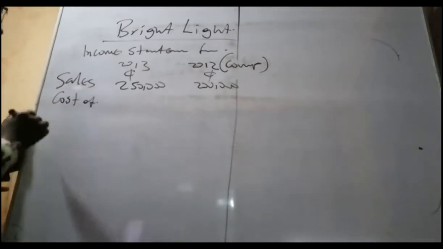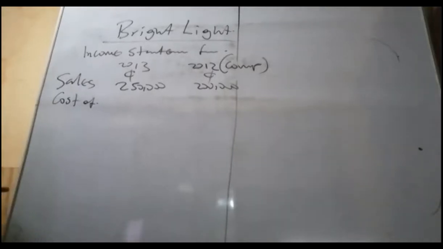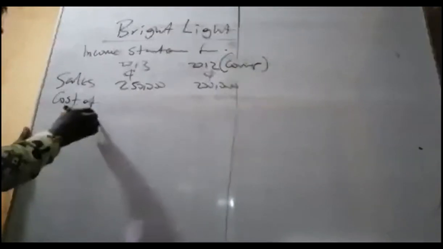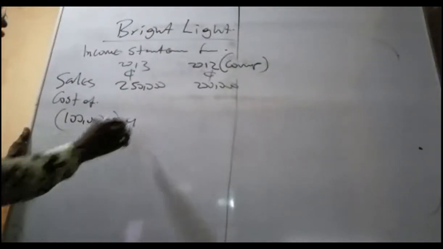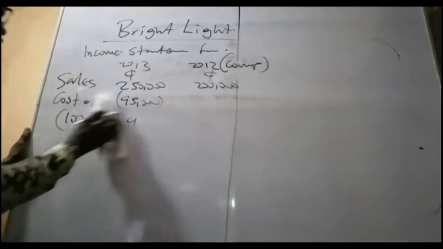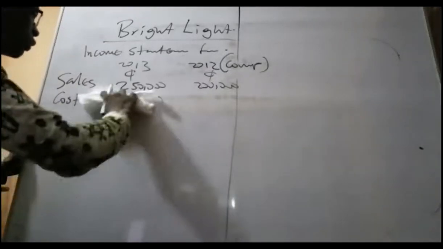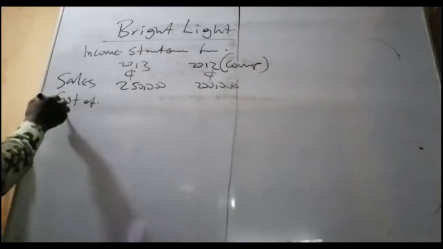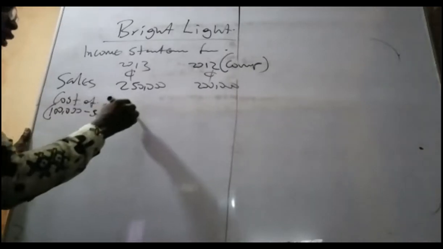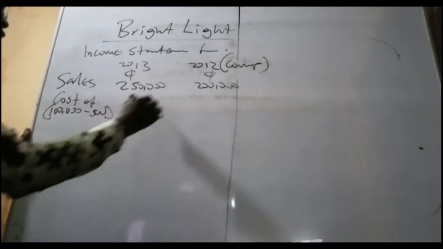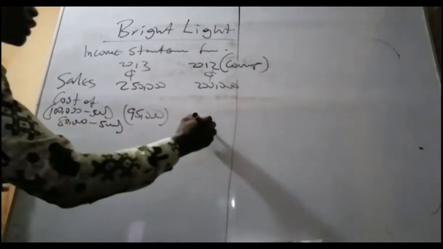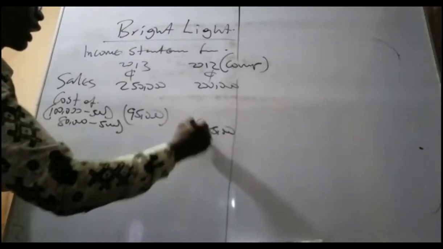Cost of sales. Show working and deduct 5,000 from each. So for 2013, the cost of sales is 100,000. If I take away 5,000, I'll get 95,000. Show working, in brackets, 100,000 minus 5,000. That'll give us 95,000. Again, 80,000 minus 5,000 gives us 75,000. So that is the cost of sales.